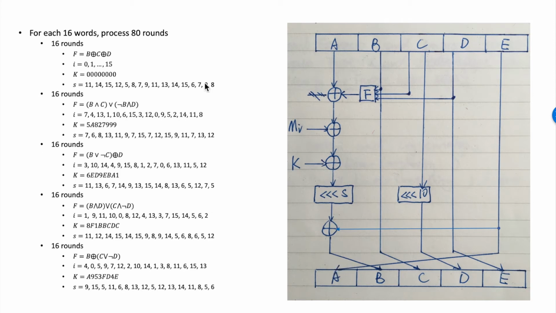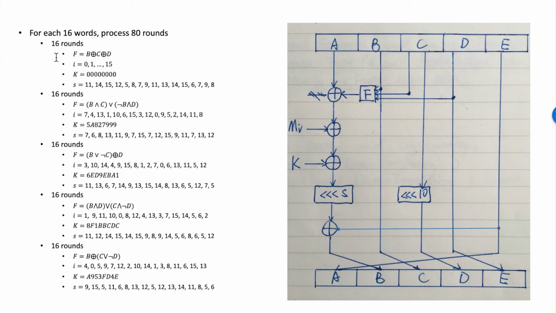So this is one of the 16 rounds, and let's check the details here. The function f here is defined like this: B XOR C XOR D, and for each of the 16 rounds, the Mi here is actually M0 to M15, and the constant is set to 0. Here is a hexadecimal number, and then the shift value is set to these numbers for these 16 rounds.